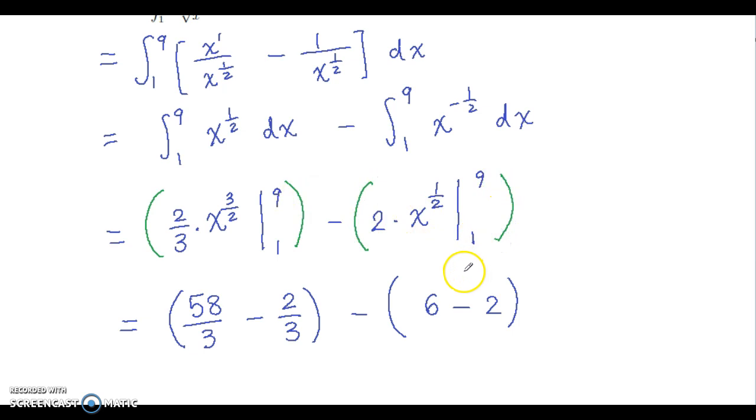And it's important that you evaluate one thing at a time and keep the sign. Otherwise, you get confused on whether to subtract or add. So now, it's just a simple calculation. You plug it into your calculator, or you do it by hand. Either way, the final answer you will get is 40/3.